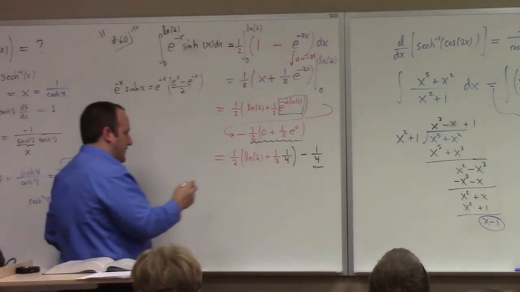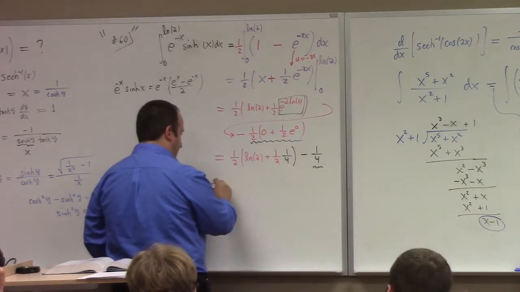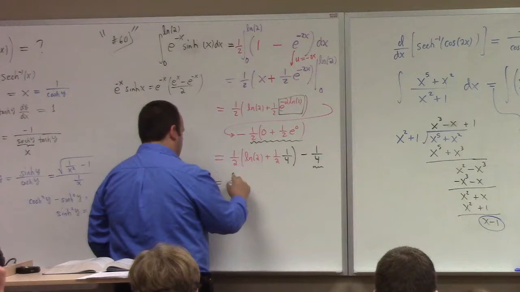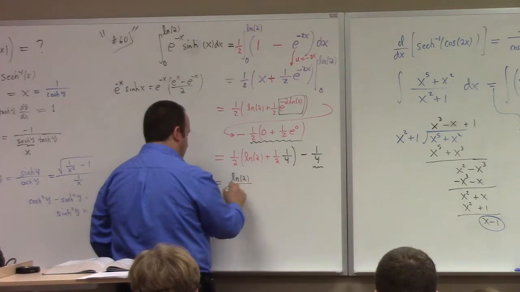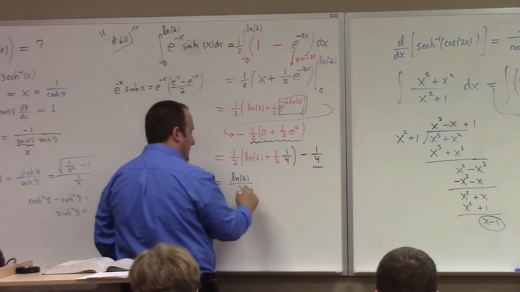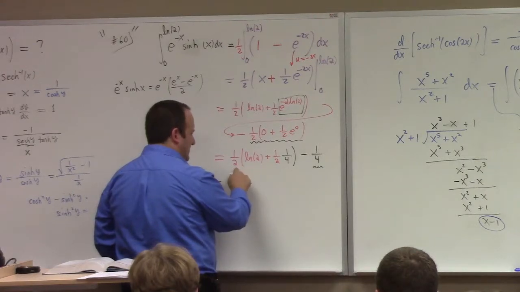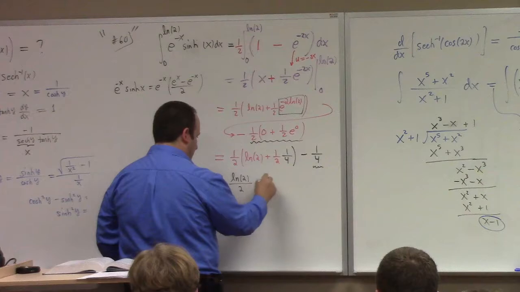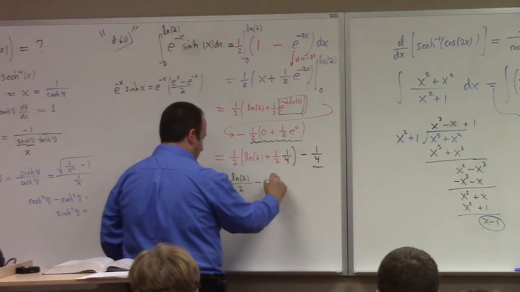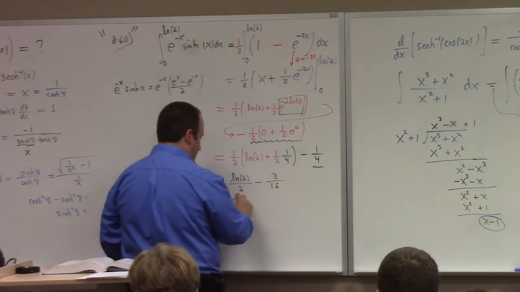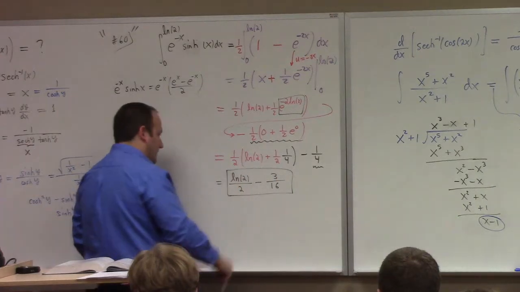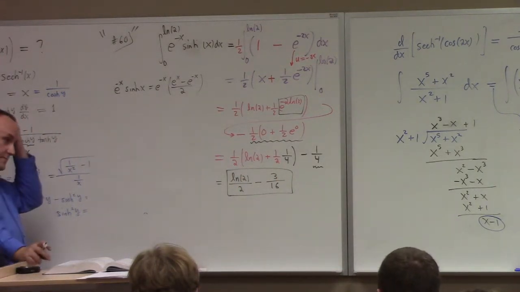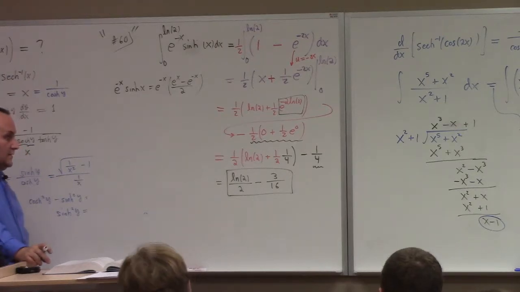So, I mean, I can simplify that a little bit. What do we got here? I'll just leave it as log 2 over 2 because I'm lazy. And that's what? That's a 16th. What's a 16th minus a 4th? 3/16, right? So. Yep.